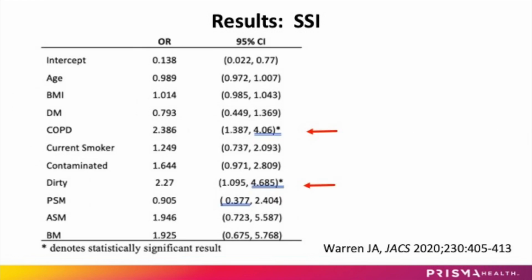To account for the differences that we saw between groups, a multivariate analysis for the risk factors for developing an SSI was performed. We found that COPD and presence of a dirty or infected wound were the only factors that indicated a higher risk of surgical site infection. The choice of permanent synthetic, absorbable synthetic, or biologic mesh did not impact the risk of SSI.